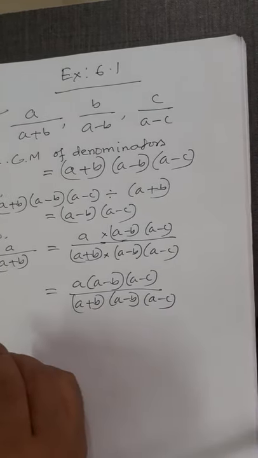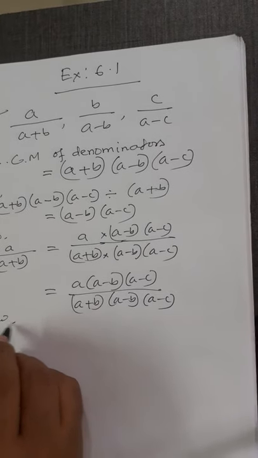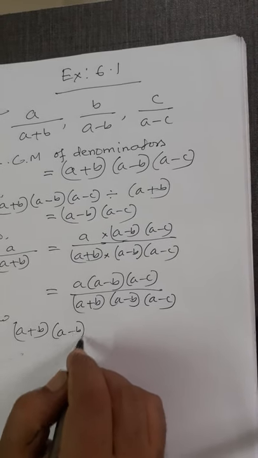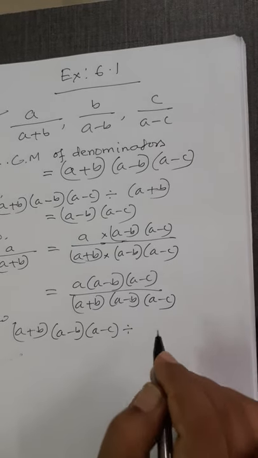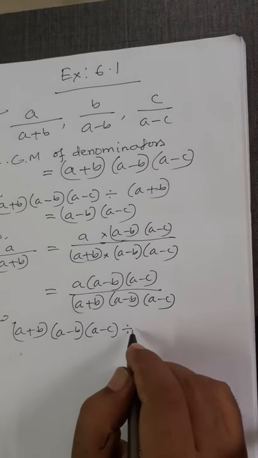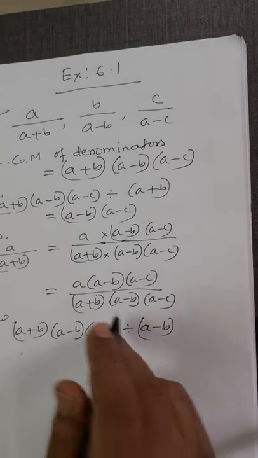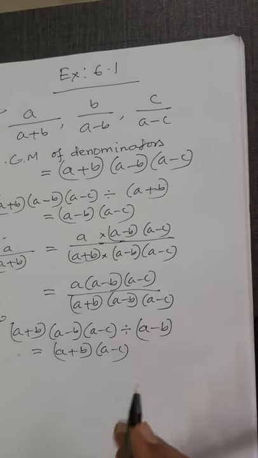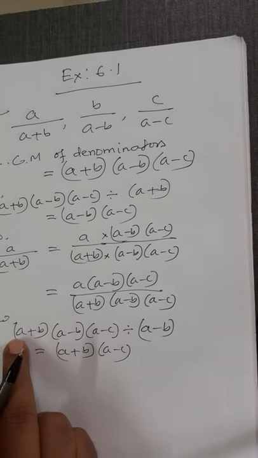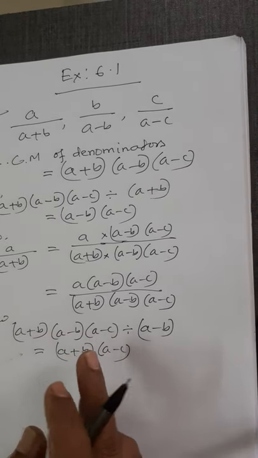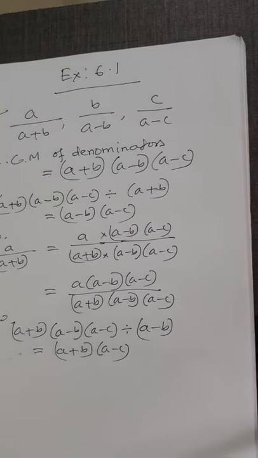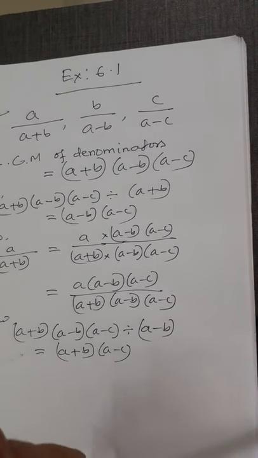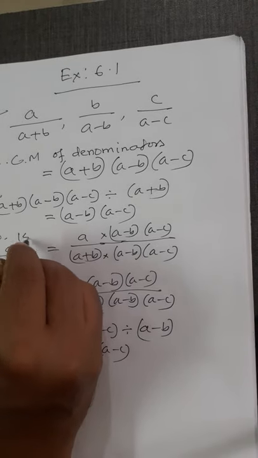Now, A plus B, A minus B, A minus C divided by A minus B. If you divide by A minus B, then what you have is A plus B, A minus C. Now this A plus B and A minus C will be multiplied with both the numerator and denominator of the second fraction. This is the first fraction.